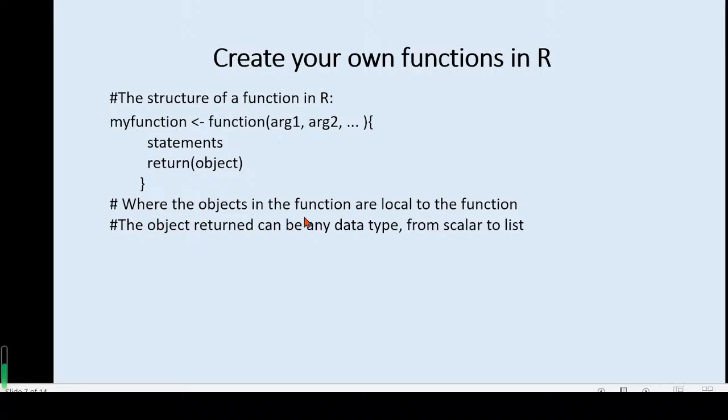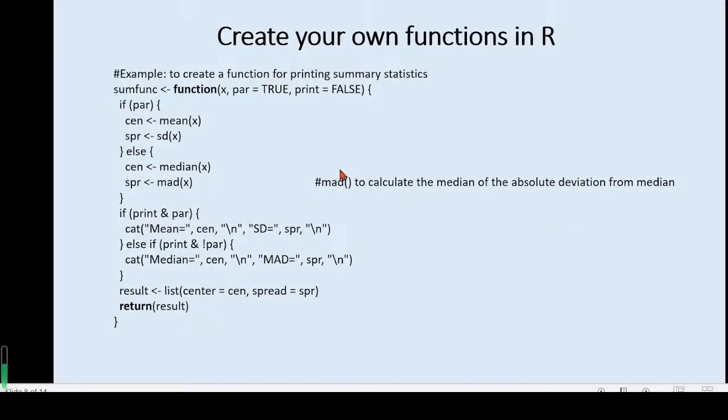The objects in the function are local to the function. So this object, for example, is local, so we have to return it to an object outside of the function. And the object returned can be of any data type, from scalar to list. So for example, we can create a function for printing summary statistics.